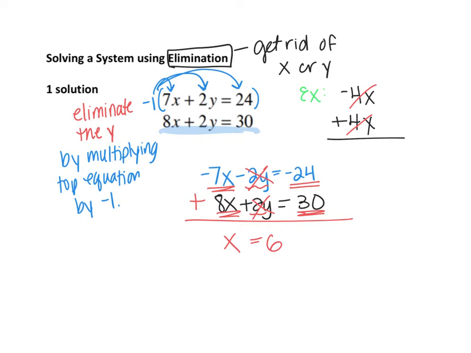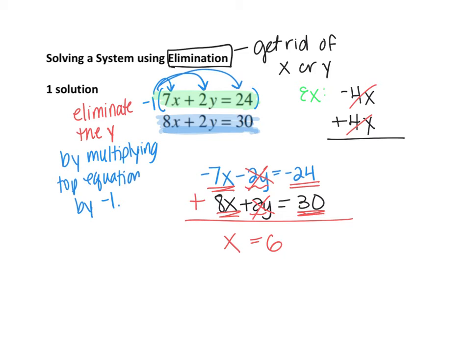If for some reason you add these together and you still have both x and y, then that means you multiplied incorrectly. So once we have x, now like the other problems, we have to go back and find y. You can use either one of these equations, 7x plus 2y equals 24, or 8x plus 2y equals 30. It does not matter.